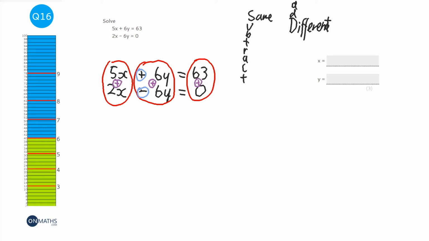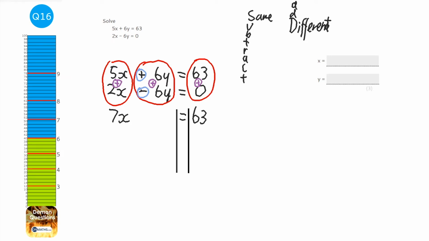Okay, so 5x plus 2x is 7x, and we're going downwards. 6y plus minus, well, the minus wins a plus minus, so 6y minus 6y is 0, and it has to be 0, otherwise we can't answer this question. And 63 plus 0 is just 63. Then we put our lines in to solve it. So 7x equals 63, divide both sides by 7. So we have x equals 9.